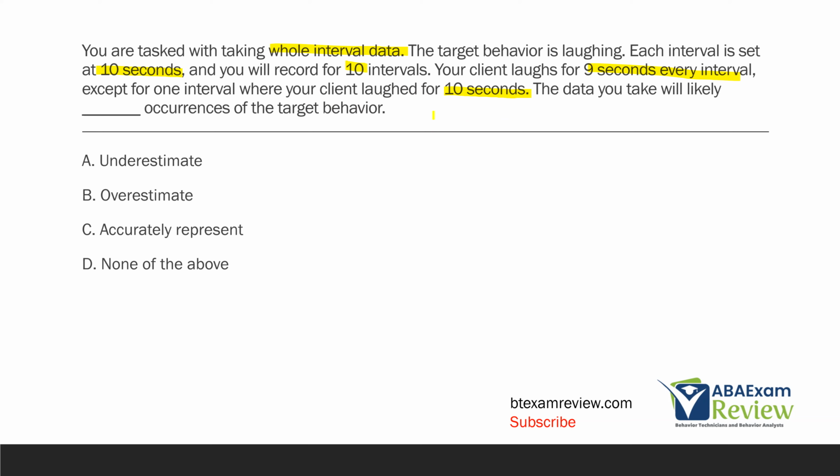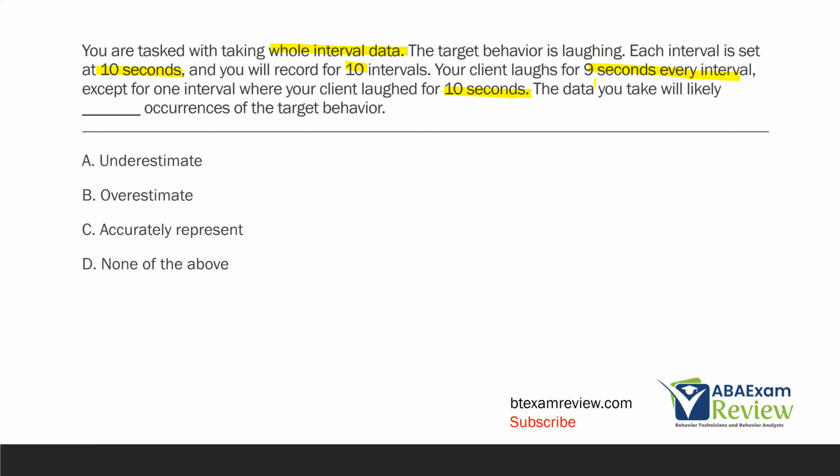So in that case, we've got a client who's laughing a lot. 9 seconds every interval, that's a lot of laughing. However, the data are only going to show the client laughed during one interval. And that's part of the problem with discontinuous measurement: it can oftentimes underestimate or overestimate the behavior just by the nature of how data is recorded.